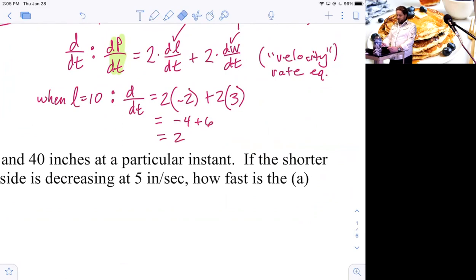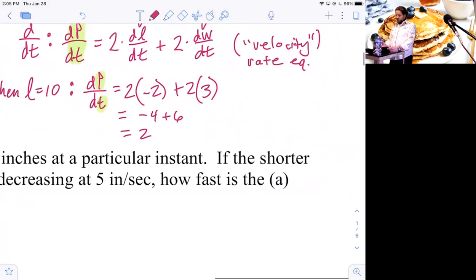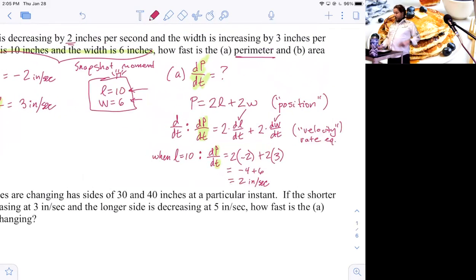If you're not sure what they're going to be, you can just look at it. It's going to be units of perimeter over units of time. So perimeter is measured in the same units as length, so that's going to be inches per second. And there it is. Okay, now you might be asked to write a sentence explaining the meaning of your answer.